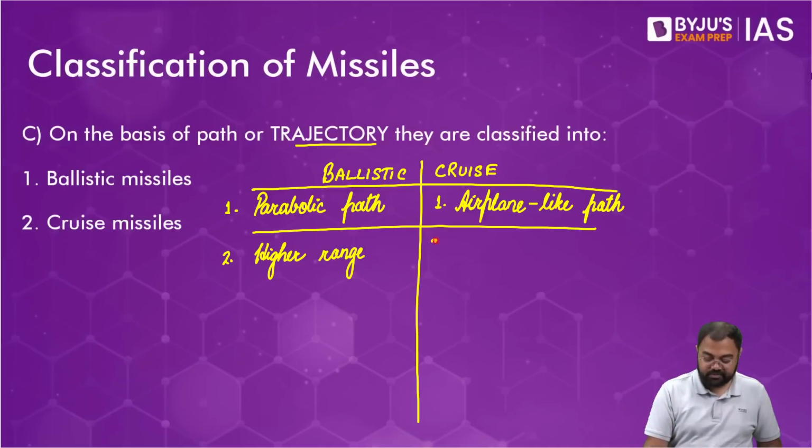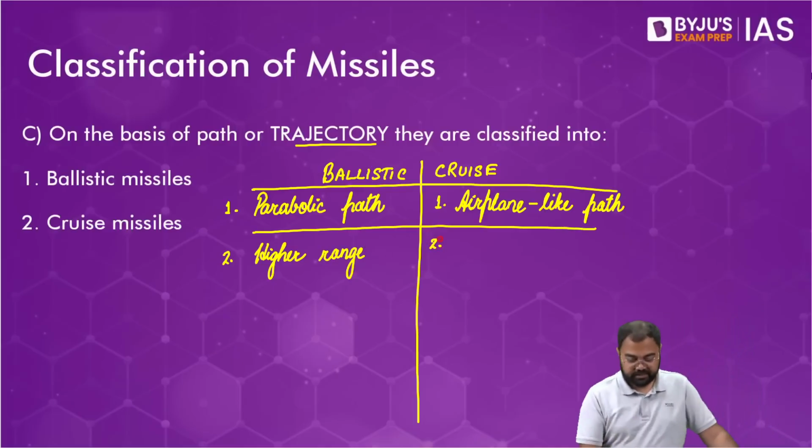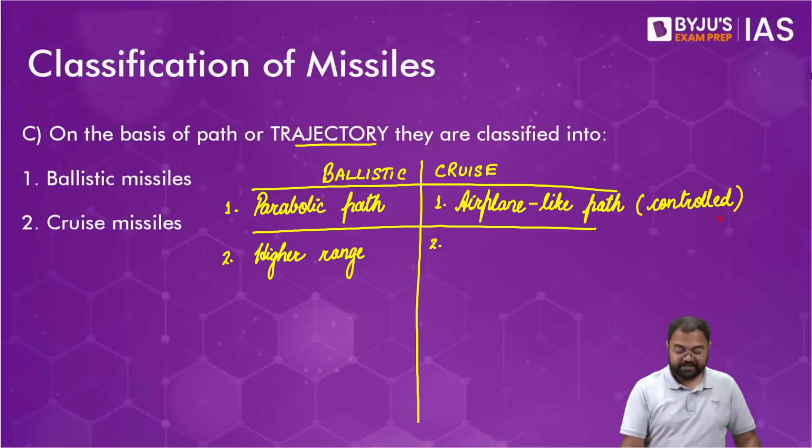Whereas in this particular scenario we have a controlled path, and because we have a controlled path, the range here will be shorter.